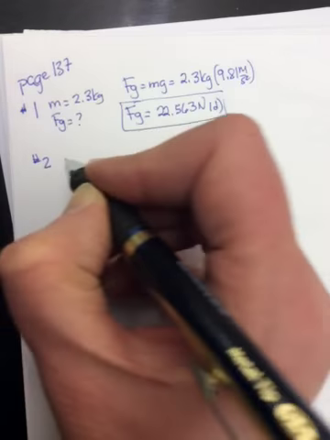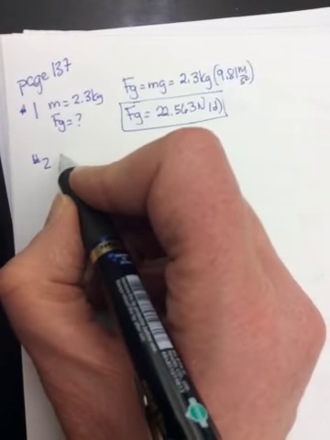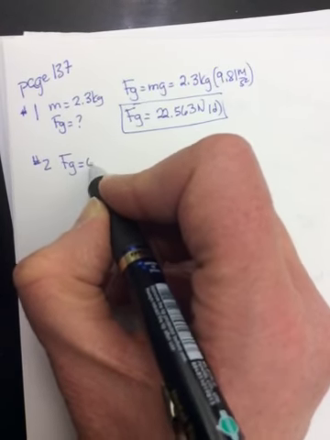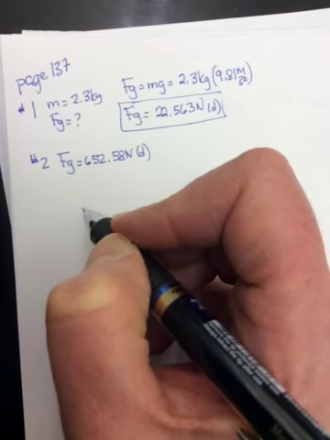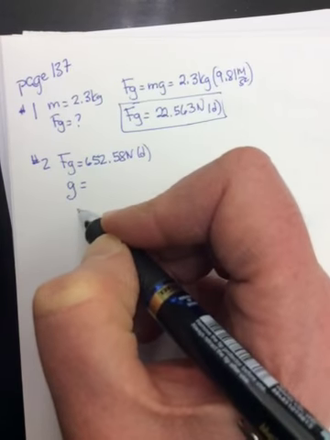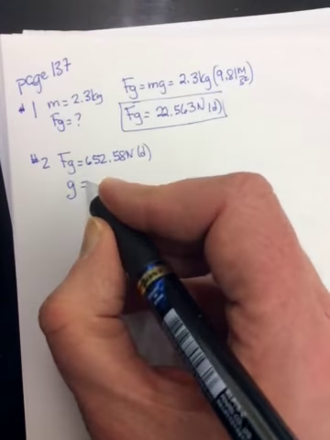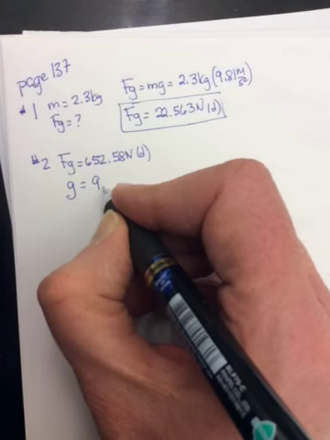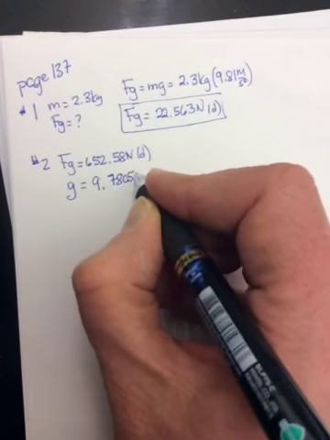Number 2. You weigh 652.58 newtons down. So this time they're giving you the Fg, 652.58 newtons. Going down, and it says, while standing on a spring scale on Earth near the equator. So you got to go to your chart on page 132, and look up little g of the equator. And when you do, you'll find that it's 9.7805 meters per second squared down, and it wants the mass.